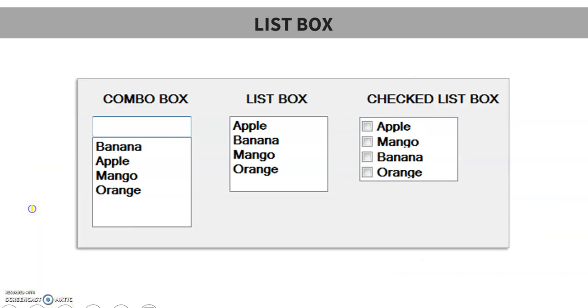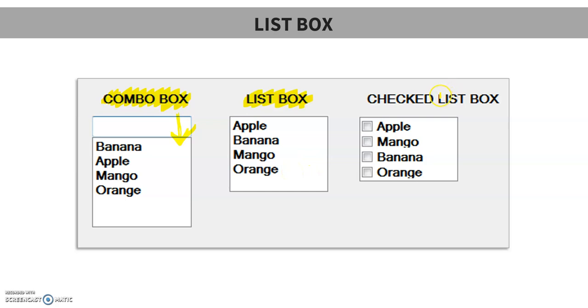Now check what is the difference. As you can see on the screen, here we have a combo box, and we have already discussed that in a combo box you can have a drop down. This is the fixed box, but you can use the arrow to drop it down. List box is very simple. It is like a box, and in that box you have a list of all the items.